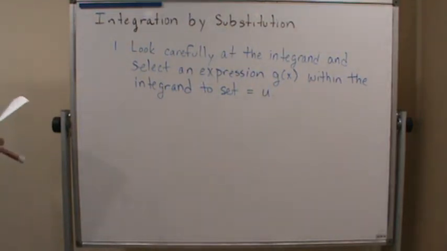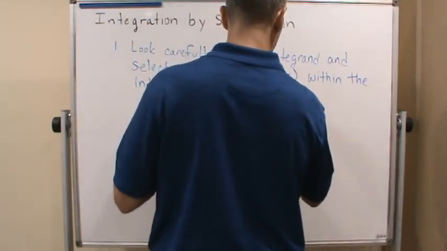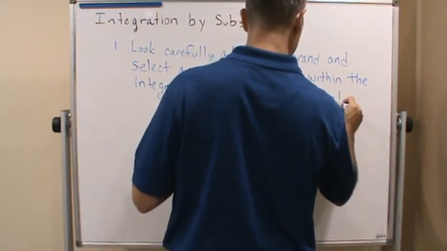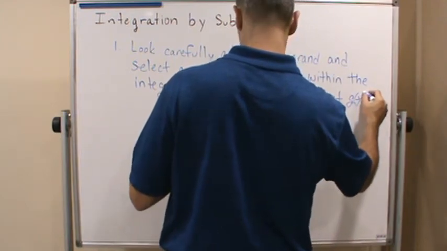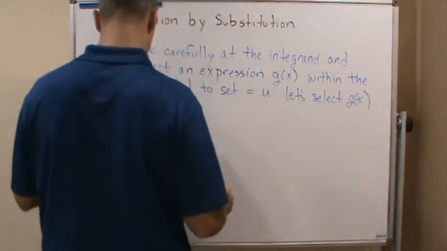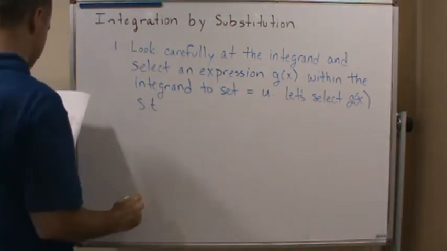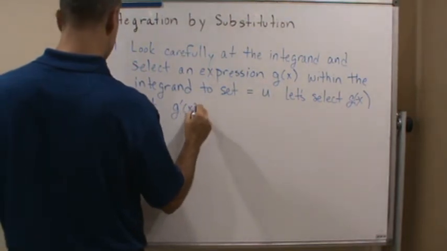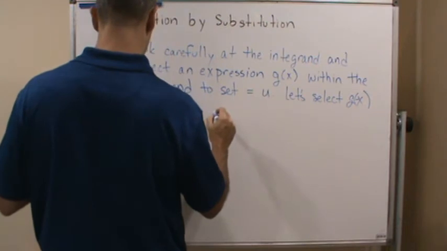Okay, so now what we want to do is select g of x such that g prime of x is also part of the integrand.